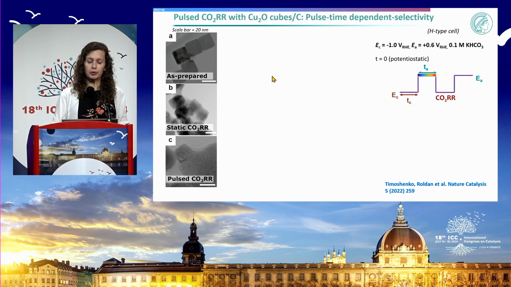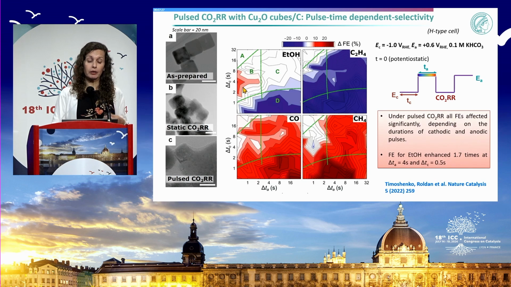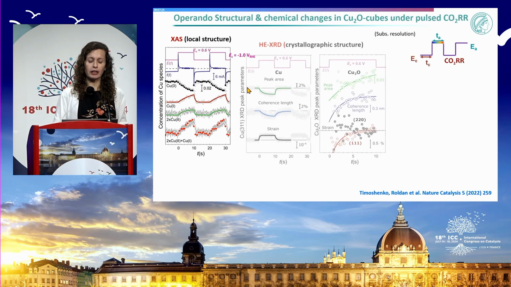Now we can apply these potential pulses also to this copper oxide catalyst, and depending on the length of this anodic pulse and depending on the length of the cathodic pulse where I'm doing the CO2 electroreduction, I can tune the product selectivity. And there is a regime where I can get a very large signal of ethanol formation. And this regime we can follow spectroscopically and with diffraction and find out what happens to the catalyst.